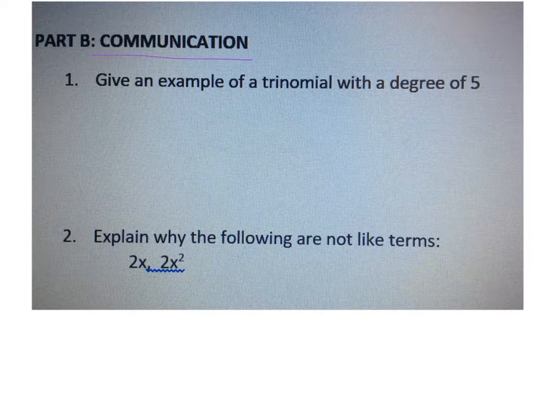So for a trinomial, one thing that you might want to do is write that a trinomial has 3 terms.